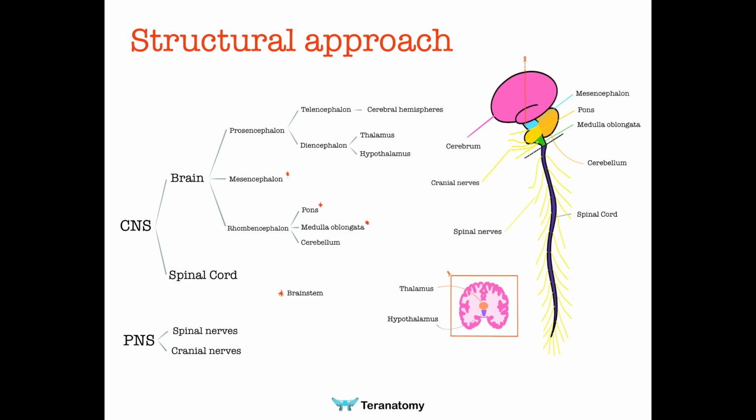Now things get a bit more complex. Within the structural approach, both the central nervous system and the peripheral nervous system are further divided into multiple regions and eventually into many individual structures. Each of these structures will be studied in detail later in the course, where we'll explore both their anatomical characteristics and their functional importance. So in this class, we won't go deep into any of them yet.